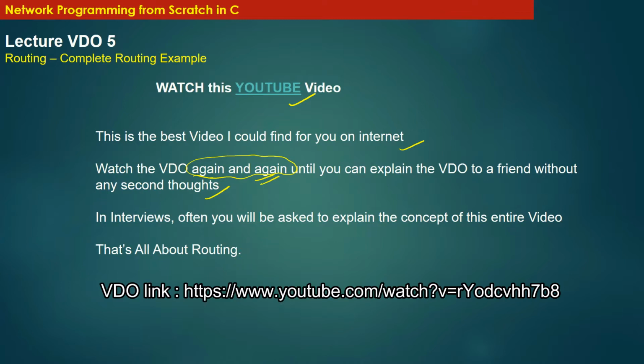Right? So you should watch this video again and again and try to understand how the tables, the ARP table and routing tables, are populated and how those tables are used to forward the packet from source to destination. You can easily play this video. I have shared the YouTube link for this video.